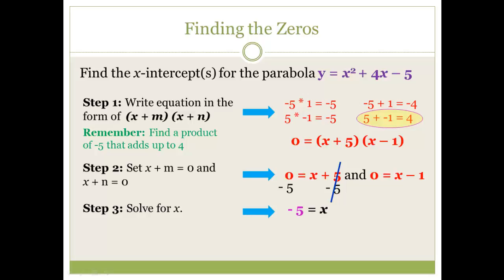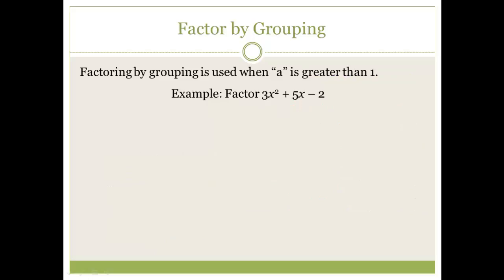X equals -5. For 0 equals x minus 1, add 1 to both sides of the equal sign. The -1 cancels out on the right. X equals 1. The zeros are -5 and 1. You will use this method when the coefficient a is greater than 1.